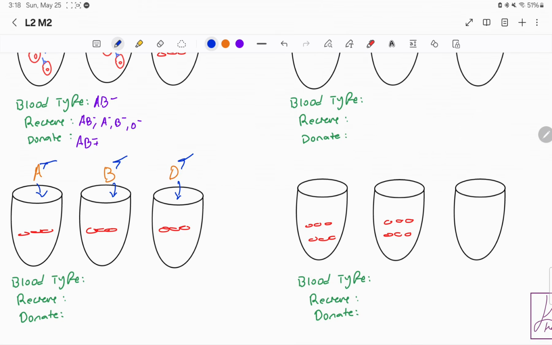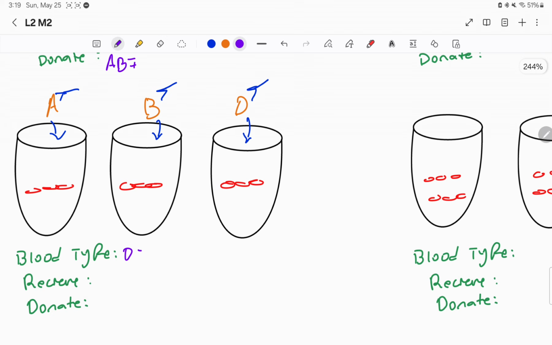Nothing happens. You know what this guy is? If nothing happened, A and B aren't there, so that means this guy is O. D isn't there, so he's O negative. This guy is the universal donor. He can give to everybody, but he can only receive from one guy.